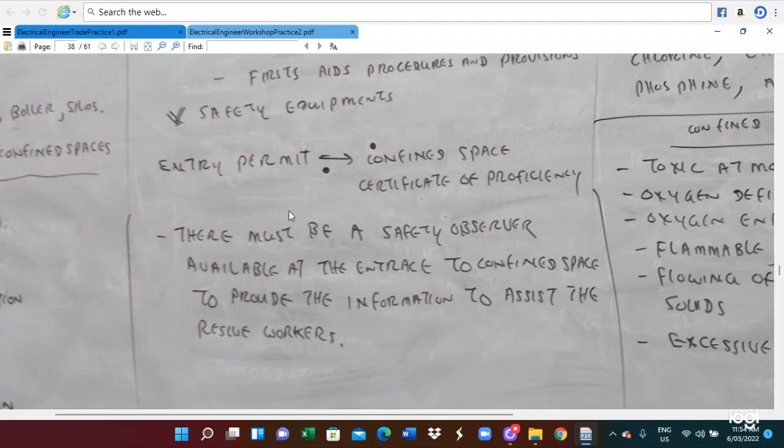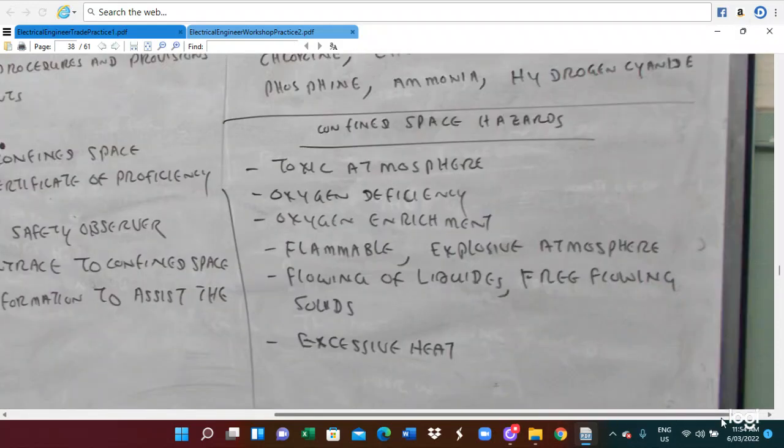You also need a safety observer. The observer must be available at the entrance to the confined space. In the case of an emergency, the safety observer must provide the appropriate information regarding the workers in the confined space to assist the rescue workers. This is an important aspect of the confined space system.